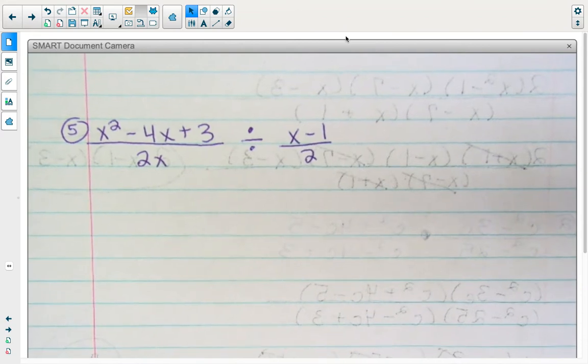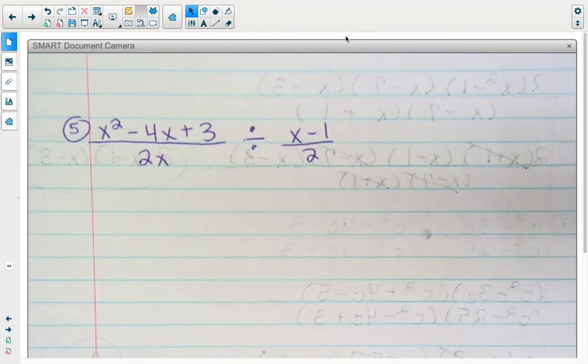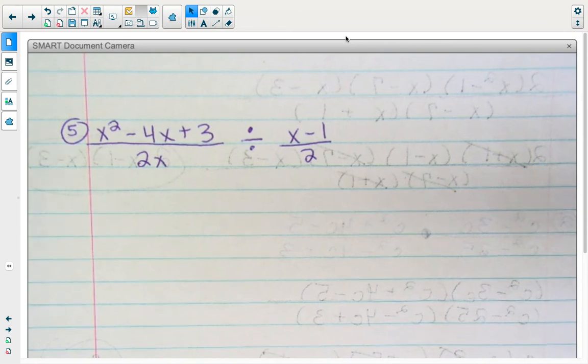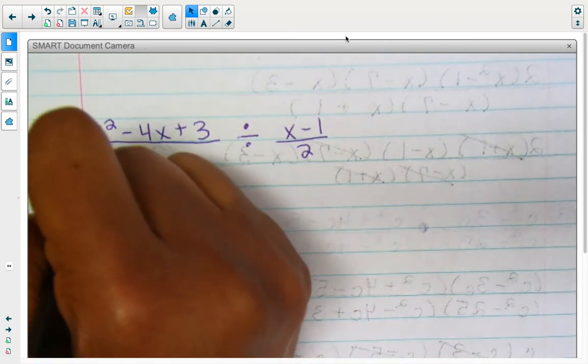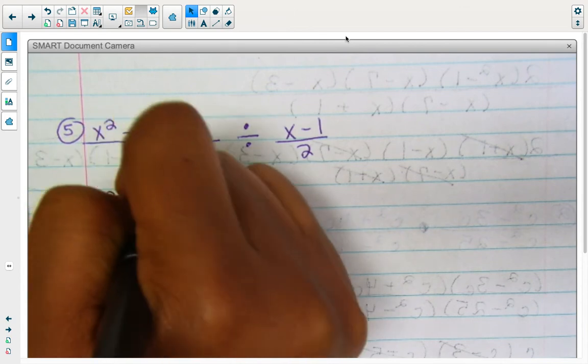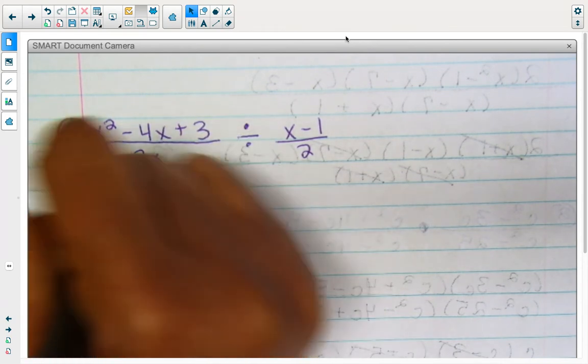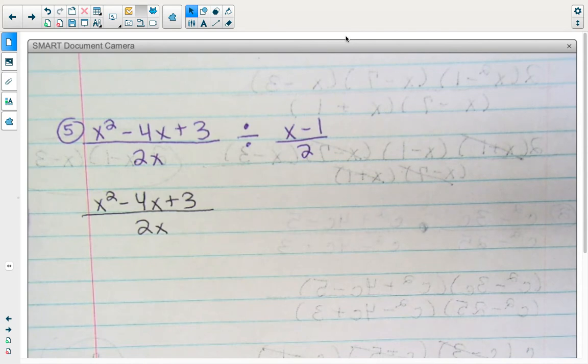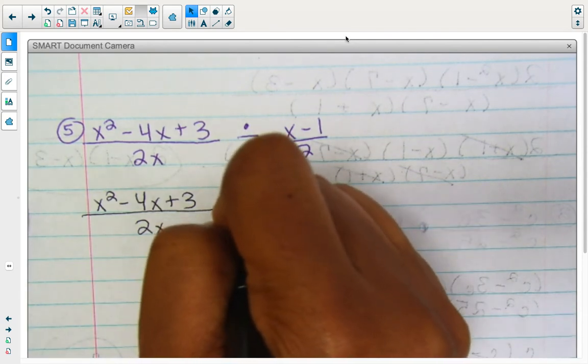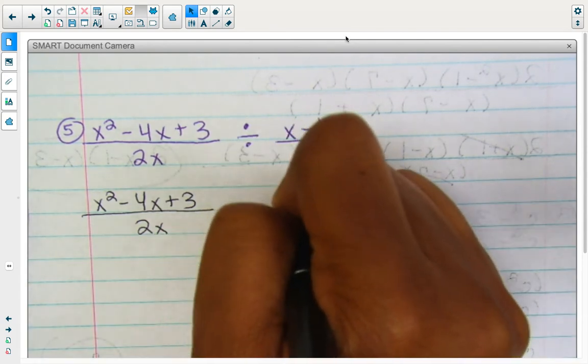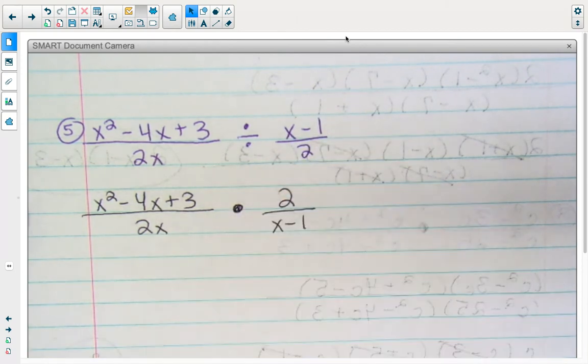Number 5, x squared minus 4x plus 3 over 2x, and then that is divided by x minus 1 over 2. So I'm going to keep the first one. Not going to change anything about it. Keep my first fraction. Change division to multiplication. Take the reciprocal of the second. Okay, so I keep, change, flip.